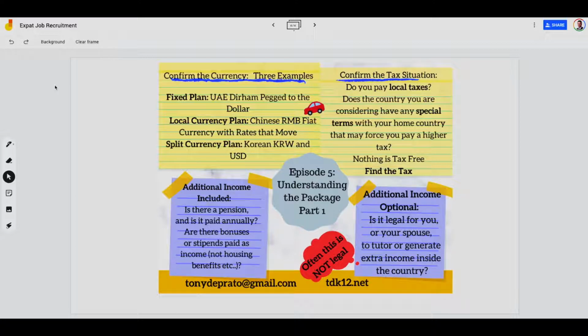You need to confirm your tax situation. Tax situations are often used to lure people to jobs. Good example: you work in the UAE, tax-free salary. You're like, oh, no income tax, no state tax, no city tax, and depending on the country you're from, you may not have to pay taxes back to your country, tax-free salary. That is true, okay?